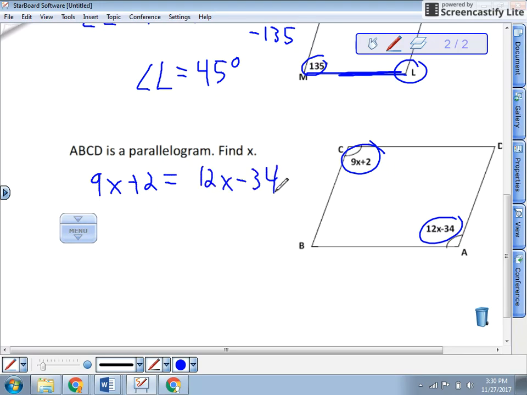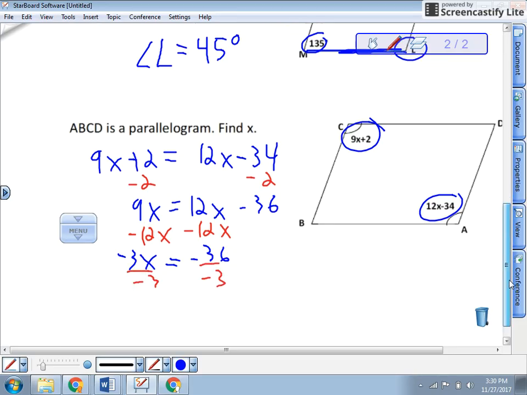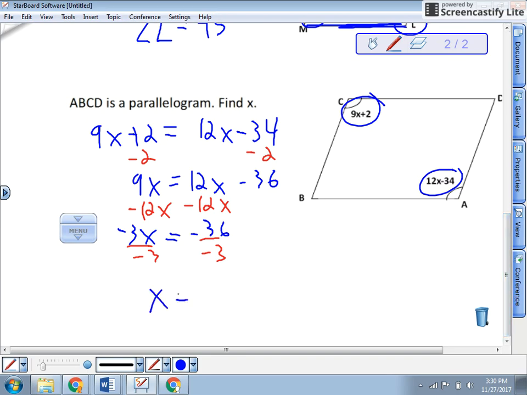Let's solve for x. Subtract 2, do the opposite. Minus 2. So 9x equals 12x minus 34 minus 2, which is minus 36. I'm going to subtract 12x from each side. So I get 9 minus 12, which is negative 3x equals negative 36. I'm going to divide each side by negative 3. Therefore, x will equal a negative divided by a negative, which cancels out. So 36 divided by 3 is 12. There is my final answer.